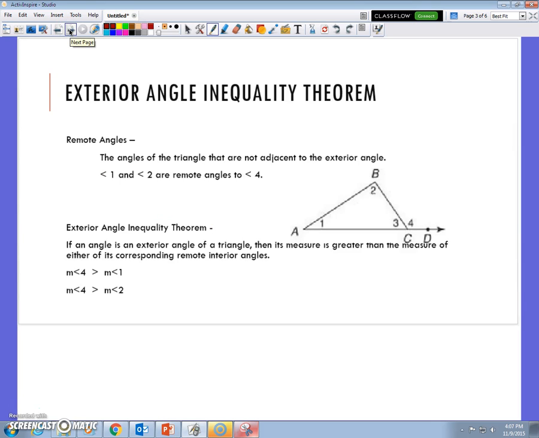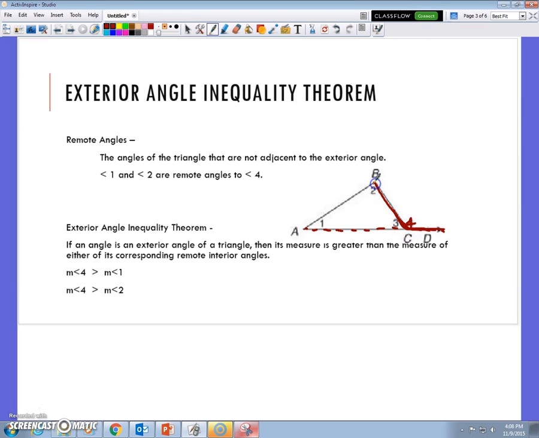The big theorem of the day is the exterior angle inequality theorem. It sounds very long and confusing, but I assure you it's not that bad. The angles of the triangle that are not adjacent to the exterior angle, that's what a remote angle is. So here we go. If this is my angle here, it's outside the triangle. This is called an exterior angle. It's a continuation of the side of the triangle. So it's an exterior angle right here.